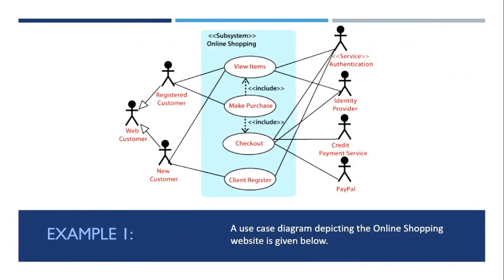Now we'll take an example and understand how to draw a use case diagram. So this is a use case diagram depicting the online shopping website. So here we have a system. Actually, it is a subsystem of an online shopping website, but we can say it is a module of a system. So this is our system, and the ellipses represent the use cases. We have 4 use cases over here: view items, make purchase, checkout, and client register.